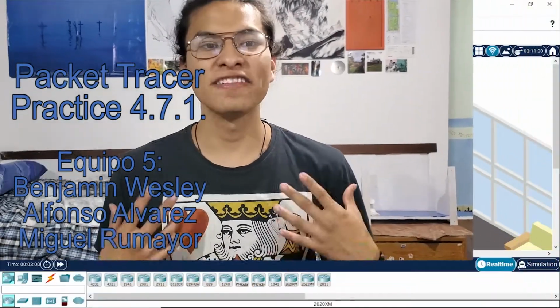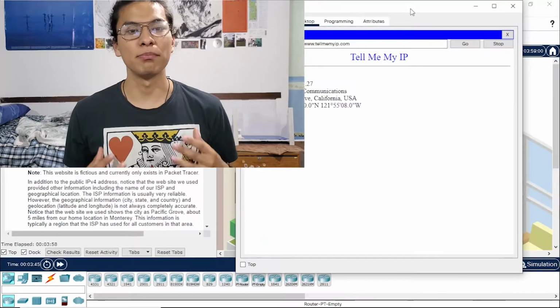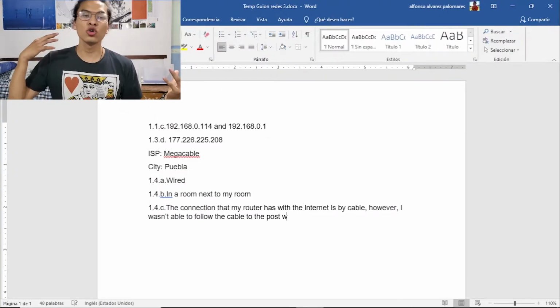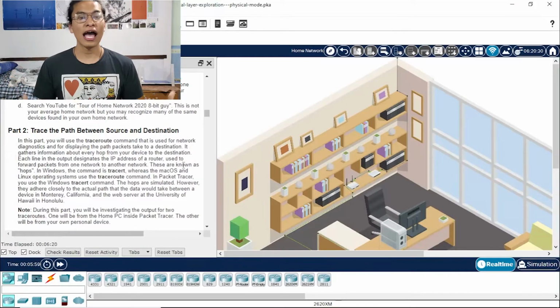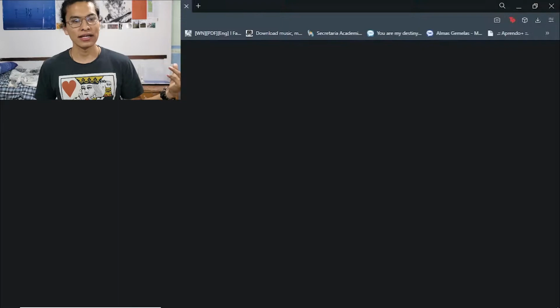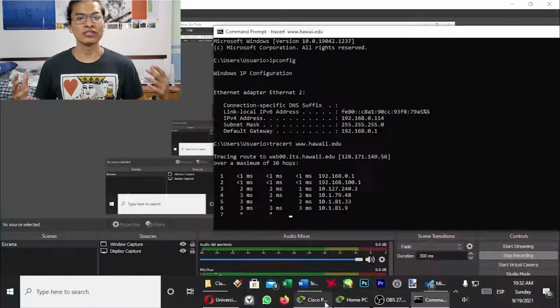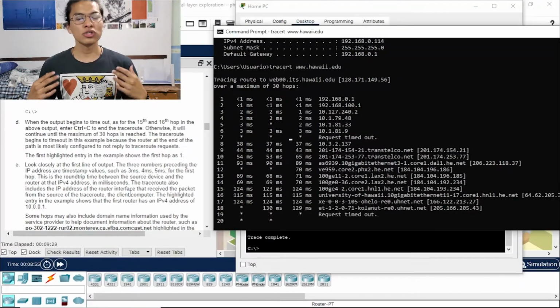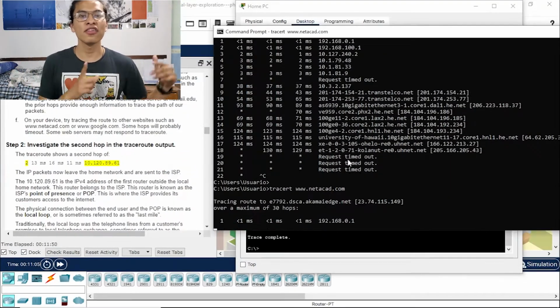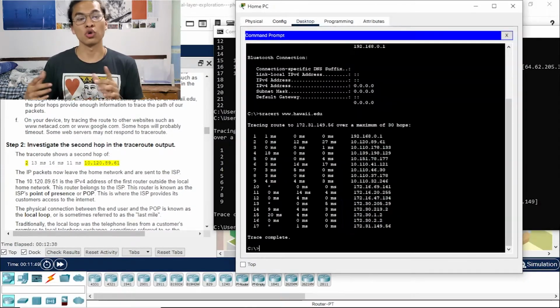The objective of this practice was to investigate both a model topology between Monterey, California and Honolulu, Hawaii in Packet Tracer, and the topology between my house and Honolulu, Hawaii. In the practice, the main focus was the traceroute command, which returned the IP addresses and some information from each router that a packet must travel through to get to a host somewhere else.